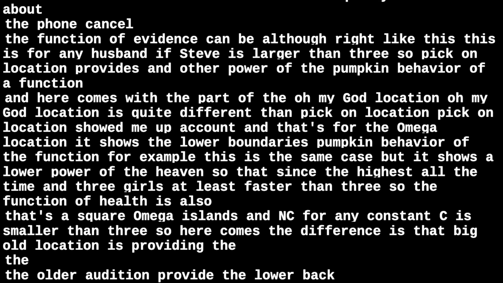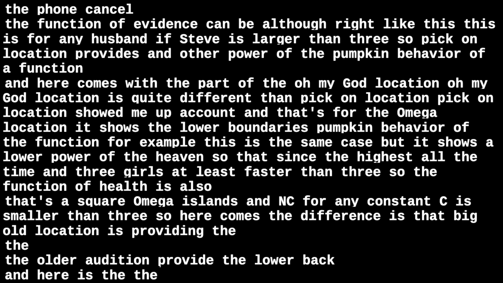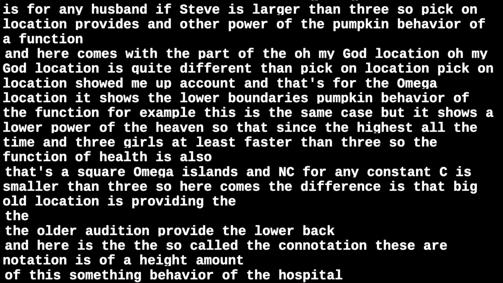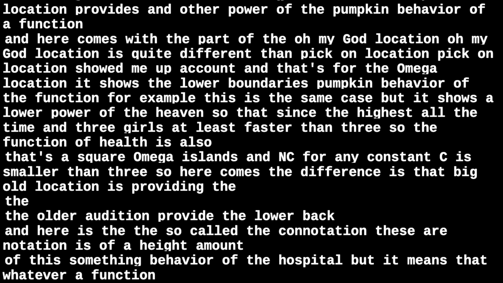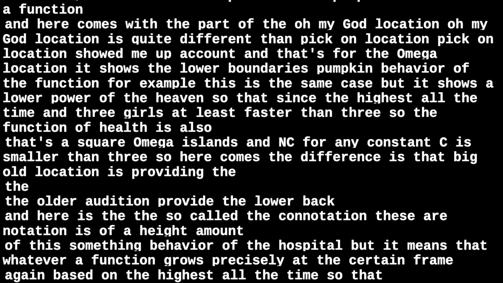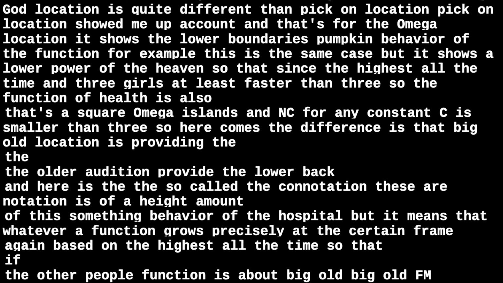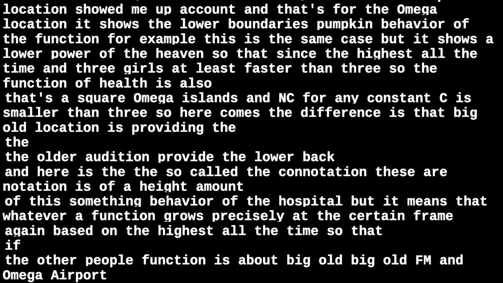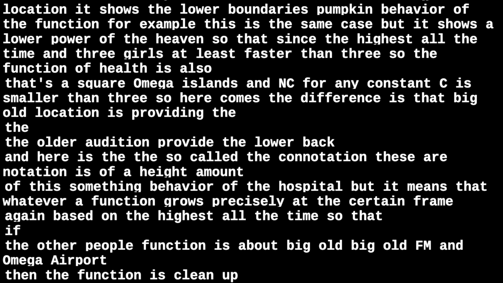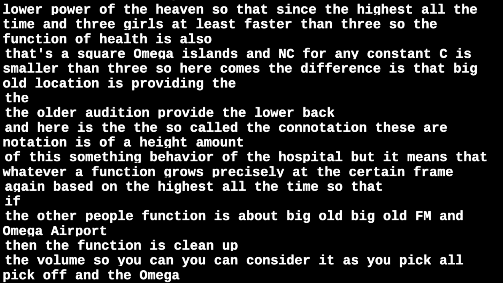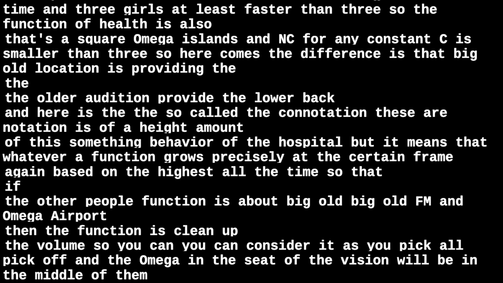And here is the so-called theta notation. Theta notation is the tight bound of the asymptotic behavior of the function. It says that a function grows precisely at a certain rate, again based on the highest order term. So if a function is both big O of f of n and omega of f of n, then the function is theta of f of n. You can consider that theta notation is in the middle of them, between the lower bound and the upper bound.